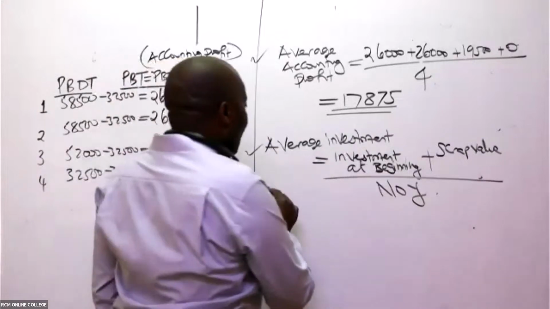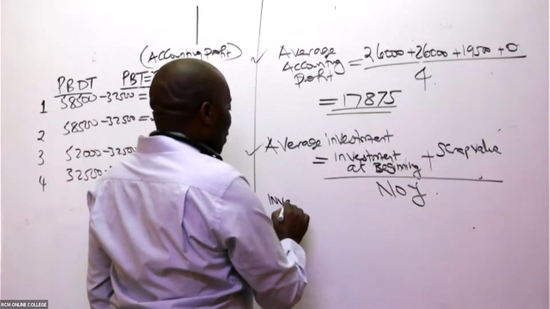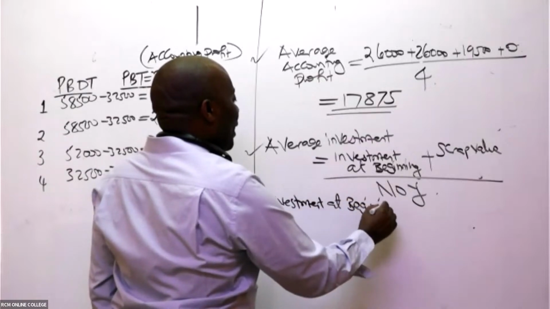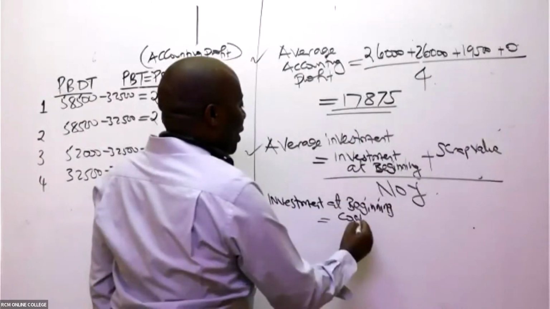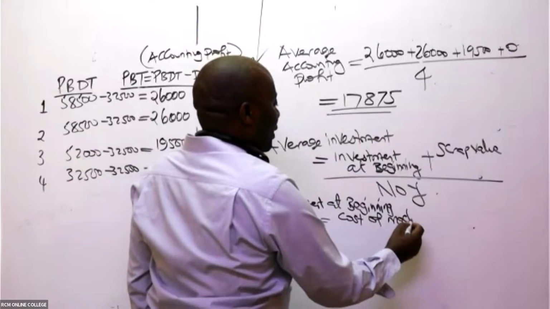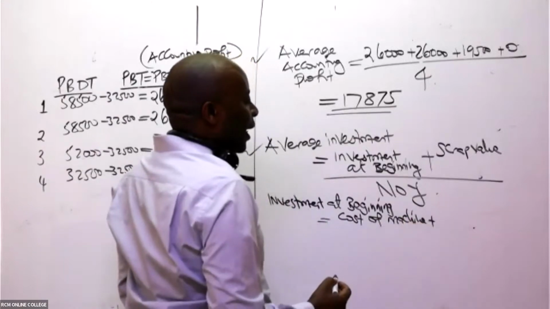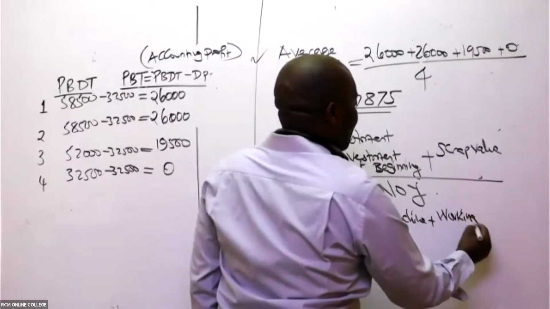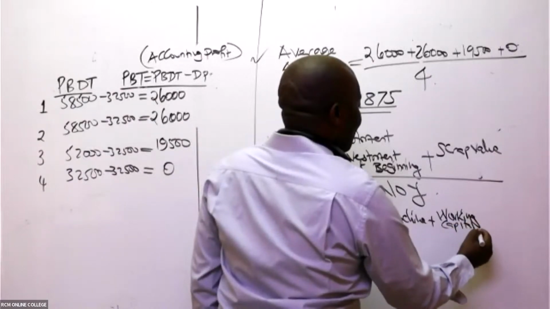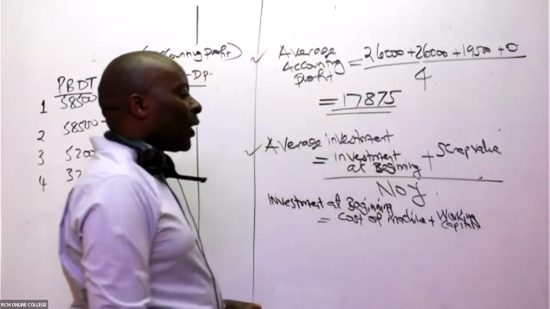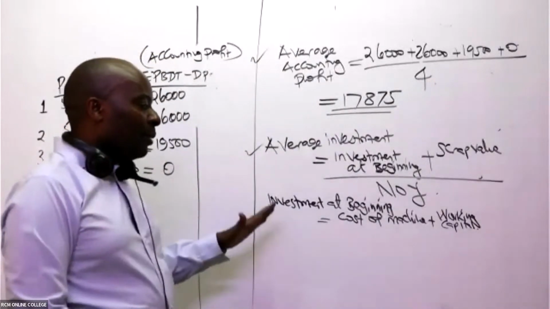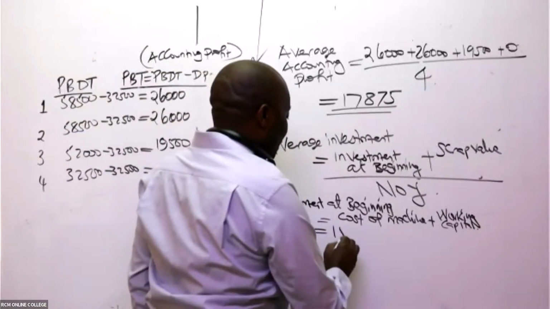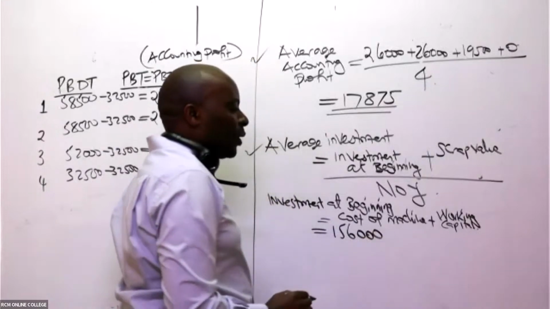Then how do we get our investment at the beginning? To get our investment at the beginning, we shall take the cost of the machine plus any working capital provided. Cost of the machine, in this case here, is 156,000.